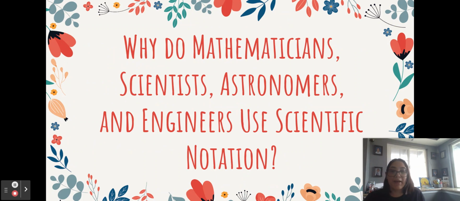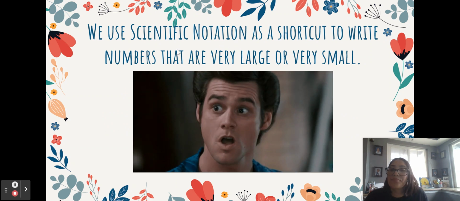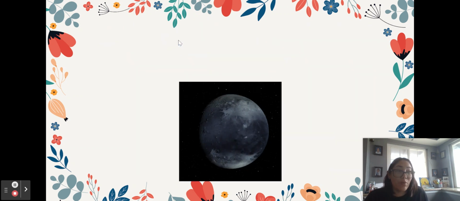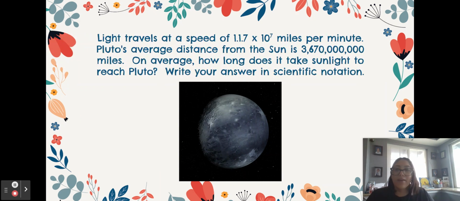We've talked about in the past why scientists, astronomers, engineers, and mathematicians use scientific notation. Honestly, it's to make our lives easier. We're always looking for a shortcut, especially if we're dealing with numbers that are so lengthy and large, or small in value. It just makes our lives easier. One of the ways that we can use division with scientific notation is calculating rates.